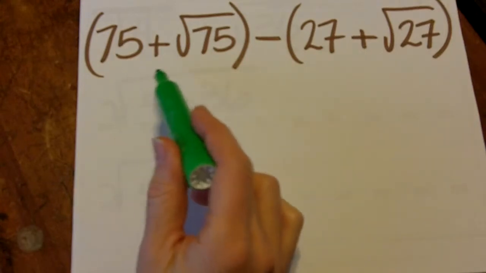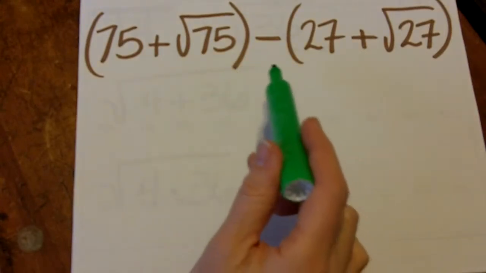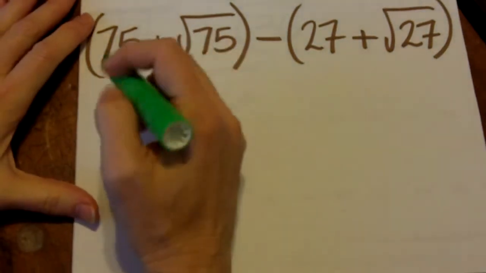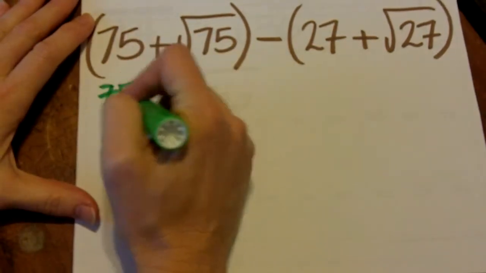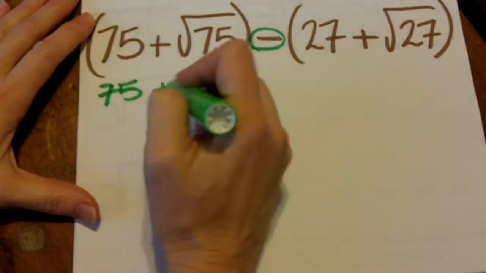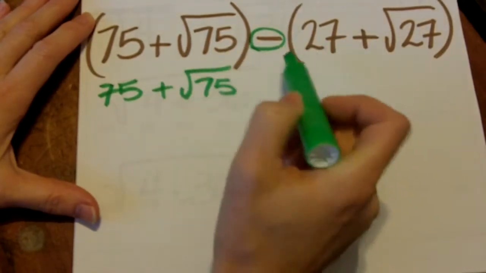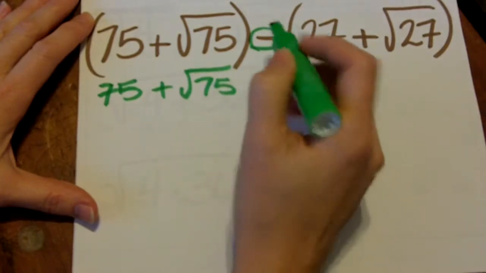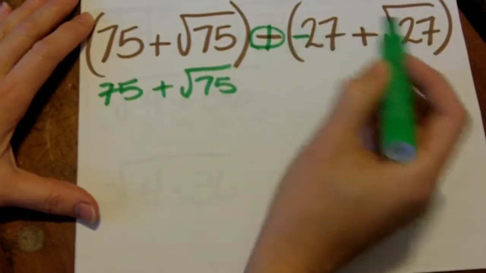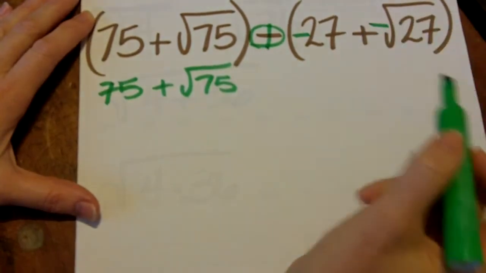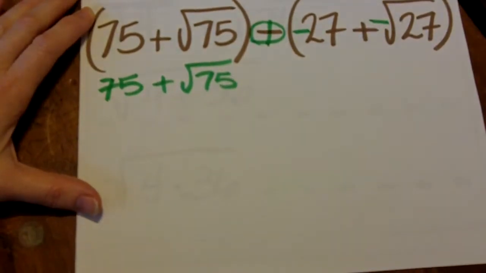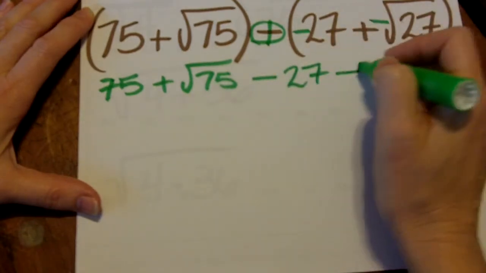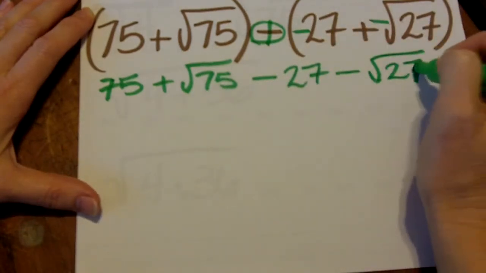If we had 75 plus the square root of 75 minus 27 plus the square root of 27, we would first rewrite it because we have that little subtraction sign, which usually causes some trouble. Okay, so we know that in algebra we add the opposite. So that means this is going to become plus, but that becomes a negative, and that becomes a negative because those are their opposite signs. Okay, so I'm going to have minus 27 and minus the square root of 27.